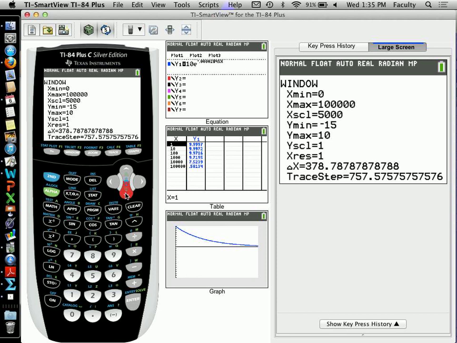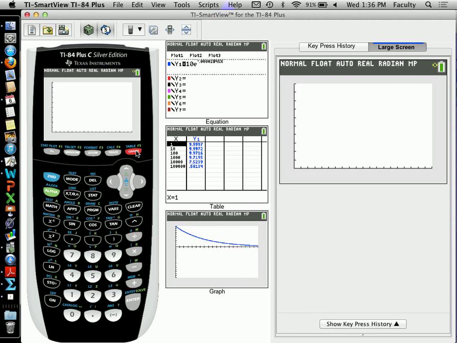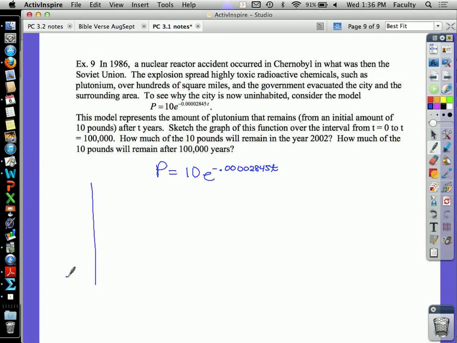Now let's think about the y values a moment. What was the initial amount they gave us? 10 pounds. And then what's going to happen over time? It's going to deteriorate over time and go down to, it can't go lower than 0, right? So let's put y min is 0, and let's try 10. We'll start there, and we'll go by ones. All right, this is a nice looking graph. Beautiful.